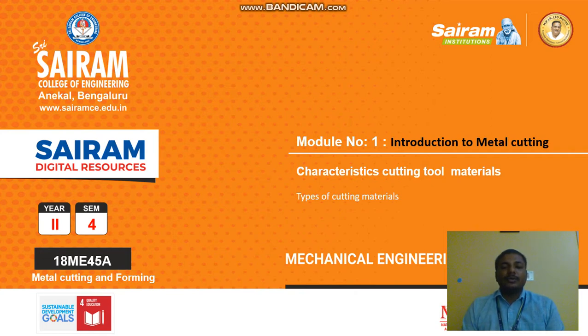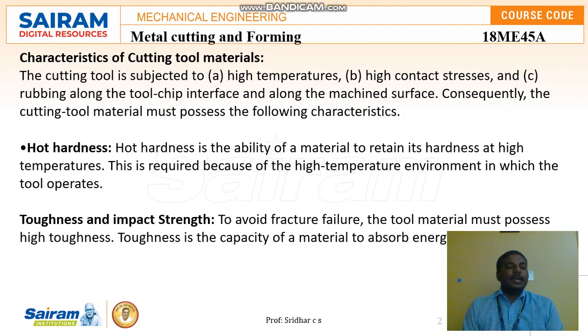Next we're going to discuss the types of cutting materials that are used to manufacture tools in order to remove the excess material. First, the characteristics of cutting tool materials. The cutting tool is subjected to high temperatures, high contact stresses and rubbing along the tool-chip interface and the machined surface. Consequently, the cutting tool material must possess the following characteristics.